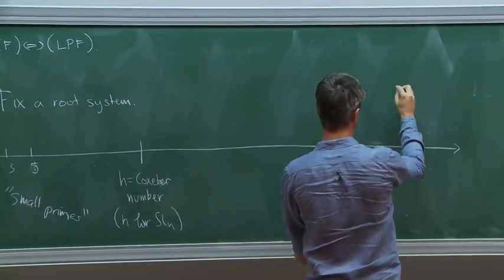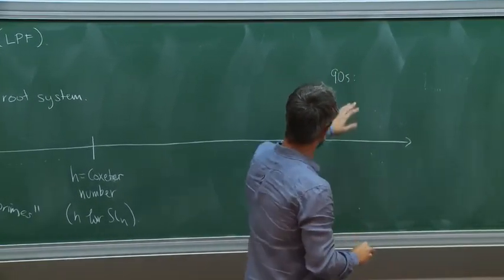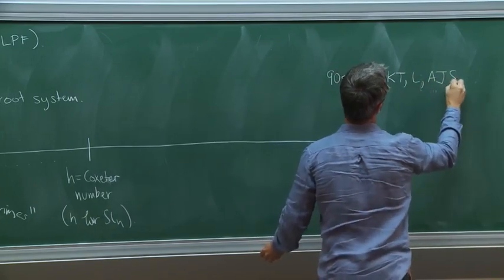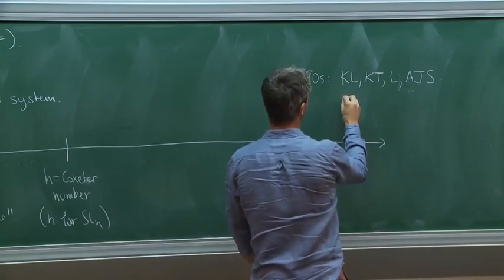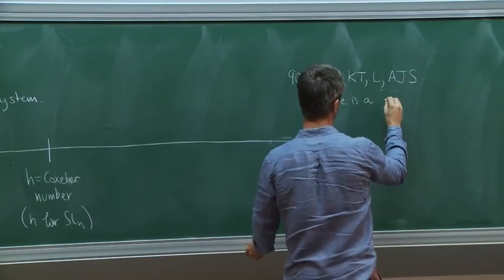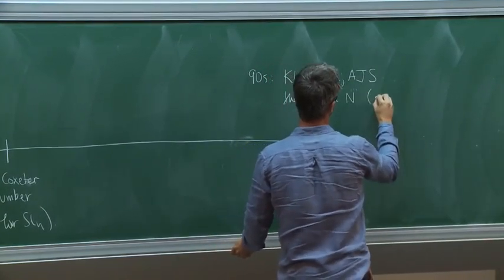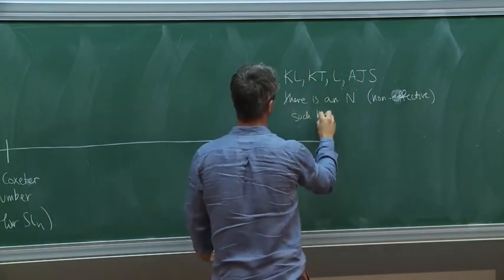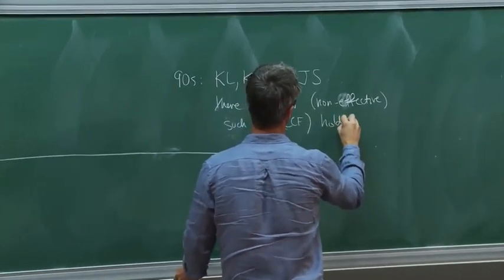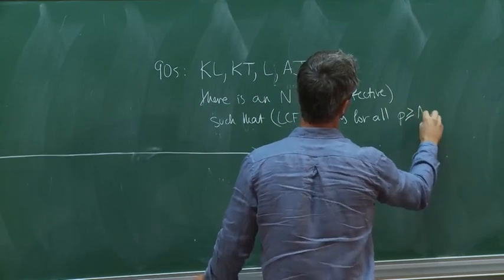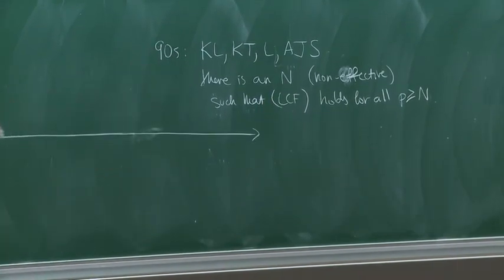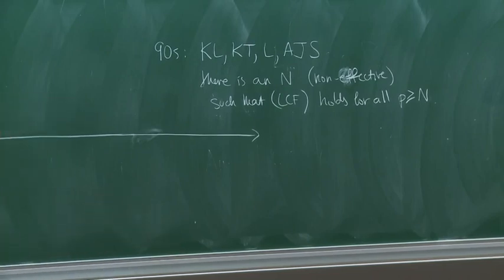And then in the 90s, there's too many names for me, so I'll just write initials. So this is Kazhdan-Lusztig, Kashiwara-Tanisaki, Lusztig, Andersen, Jantzen, Soergel, who proved that there is an N, non-effective, such that this holds for all p bigger than N. But this N was not known in any case. So even, for example, for SL5, there's something like one number that Jantzen would like to know. And so there's no way you can even check on a computer whether this one number is 1 or 2 or something.